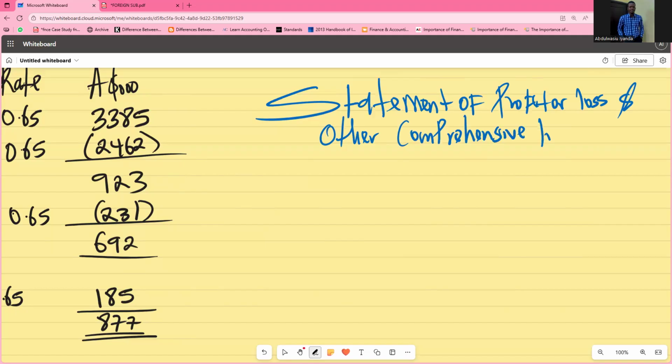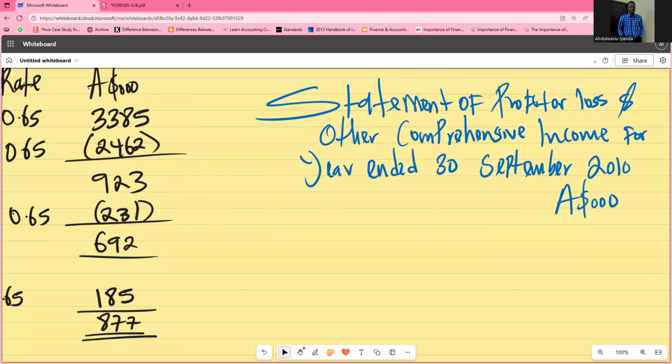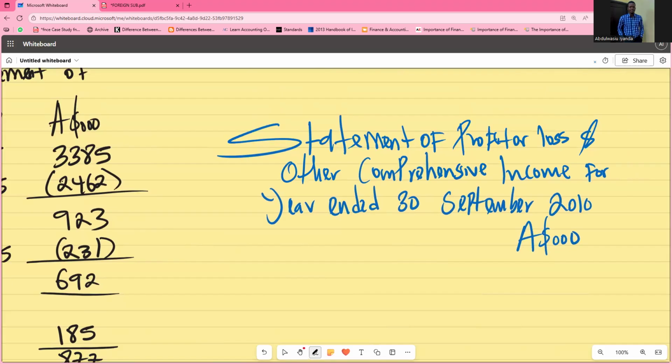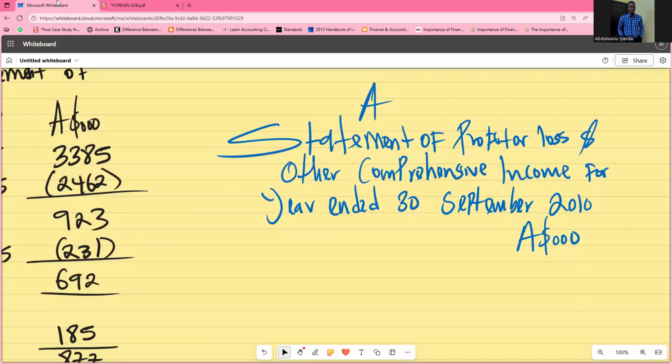Another comprehensive income statement for the year ended 30th September 2010. So this is in $8, and you can always write it at the top as well. This is... what's the name of the parent? Sorry. This is a group.